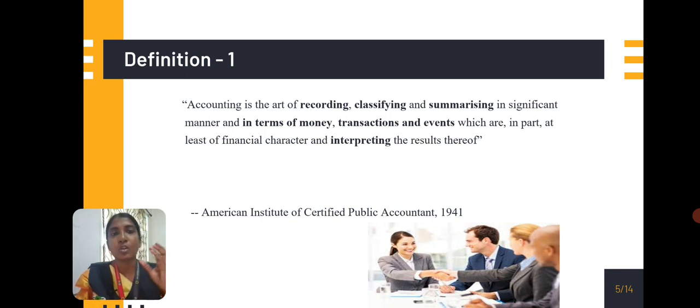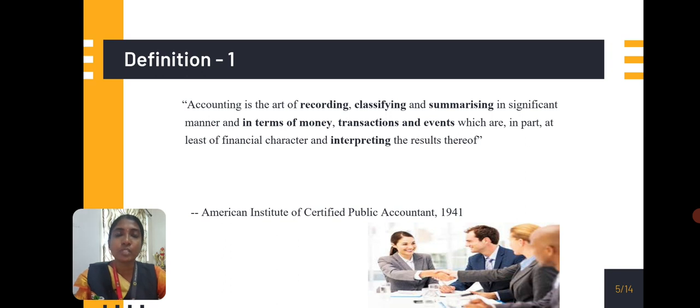So, that is what is called classifying. Classifying, in the sense of grouping transactions under a similar head, is what is called classifying. If we are not classifying the transactions, we cannot come up with a clear picture of how much we have spent for the purchase, or how much we have spent for the rent, or for the advertisement, or for the telephone expenses.